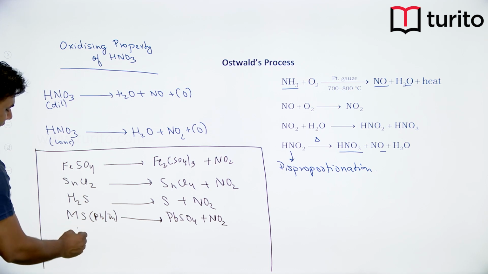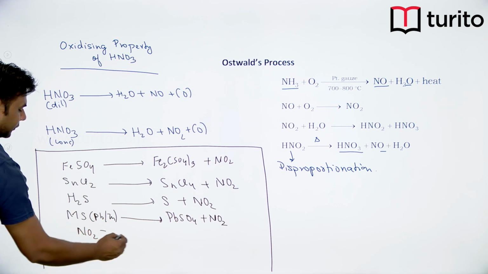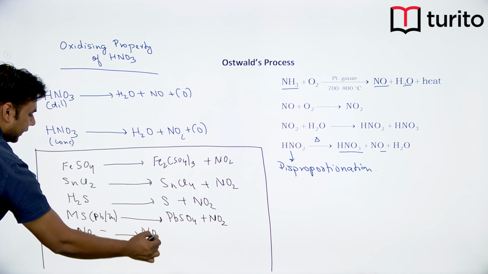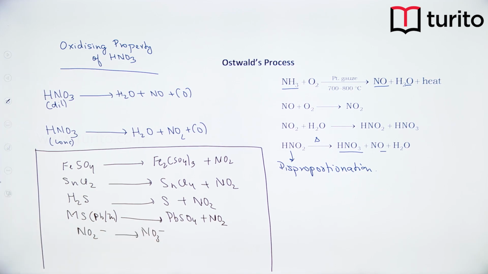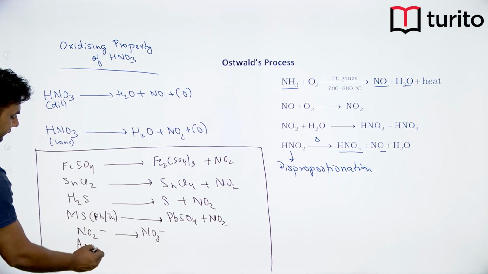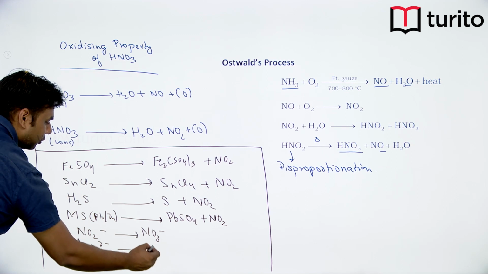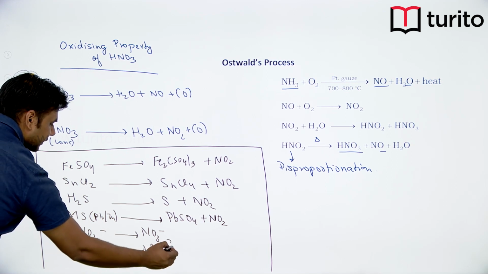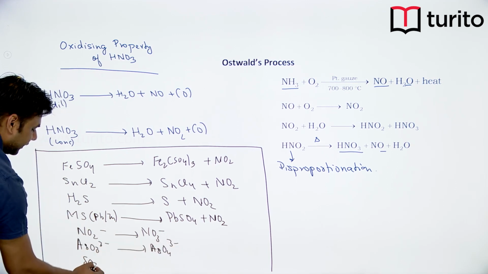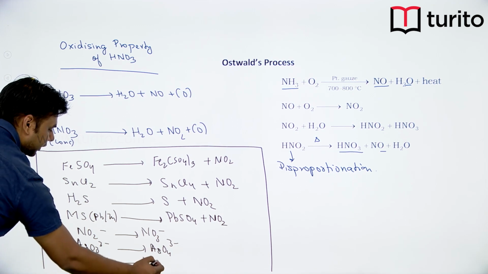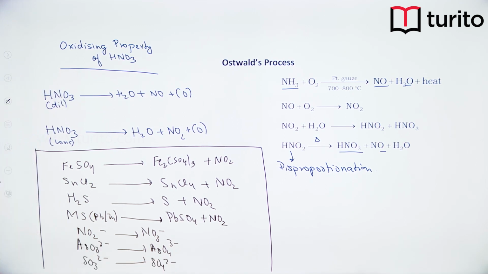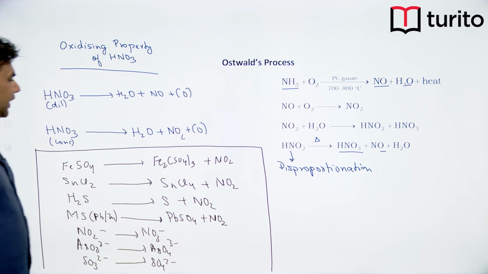Similarly, you can oxidize NO2-, so NO2- gets oxidized into nitrate ion. If you react NaNO2 with HNO3, you will get NaNO3 plus NO2. We are taking conc HNO3 in all the cases. Similarly, if you take arsenide, this will get converted into arsenate. Similarly, if you take sulfide, this would get converted into sulfate. So these were the basic reactions that we have done.